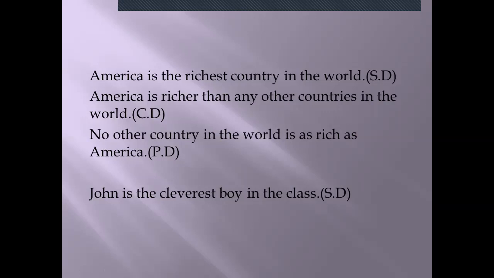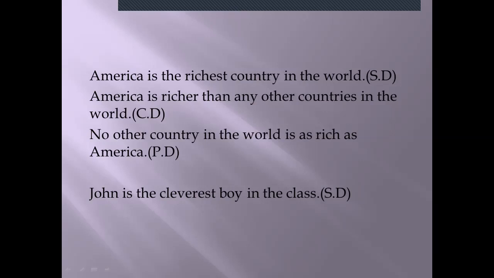So I am showing this example. For example, type 1 example, model 1 or type 1, you can say America is the richest country in the world. Okay, America is the richest country in the world. Richest, rich, richer, richest. Richest is superlative degree, right? Now, SD means superlative degree. Shortcut SD superlative. CD comparative degree. Positive degree PD.